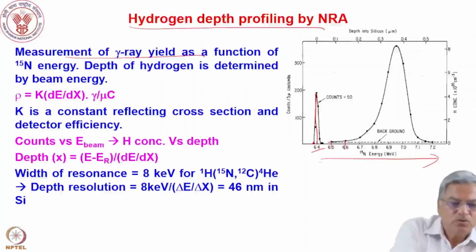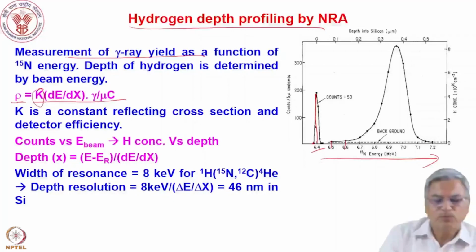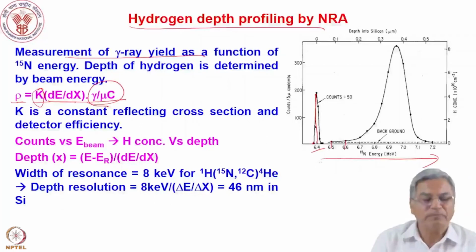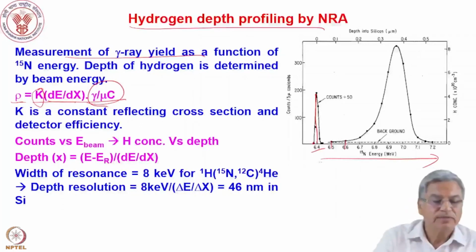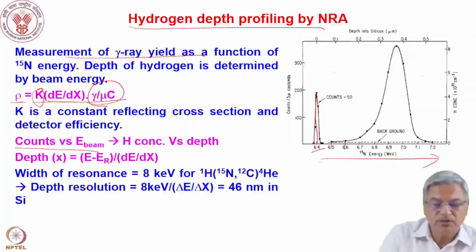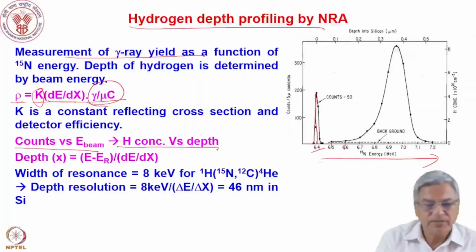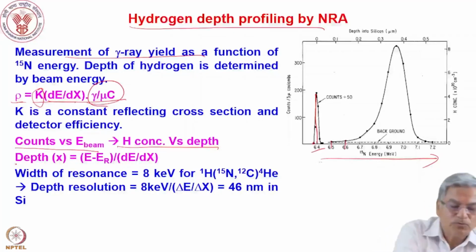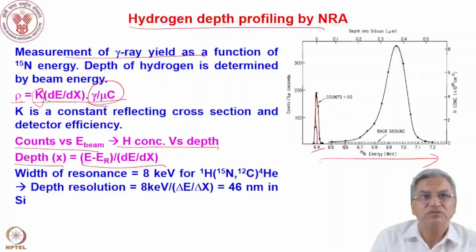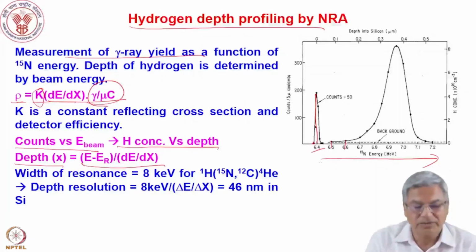The gamma ray yield depends upon some factors: the cross section, detection efficiency, the stopping power, and how many counts you get per microcoulomb, which gives you the hydrogen concentration. So counts versus energy gives you concentration versus depth, as I mentioned just now, and the depth comes from E minus ER, the incident energy minus the resonance energy, divided by the stopping power d by dx.